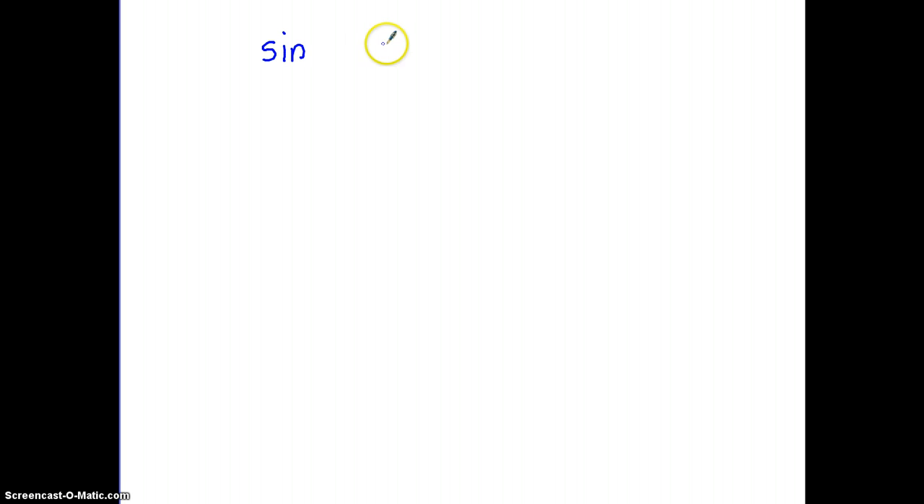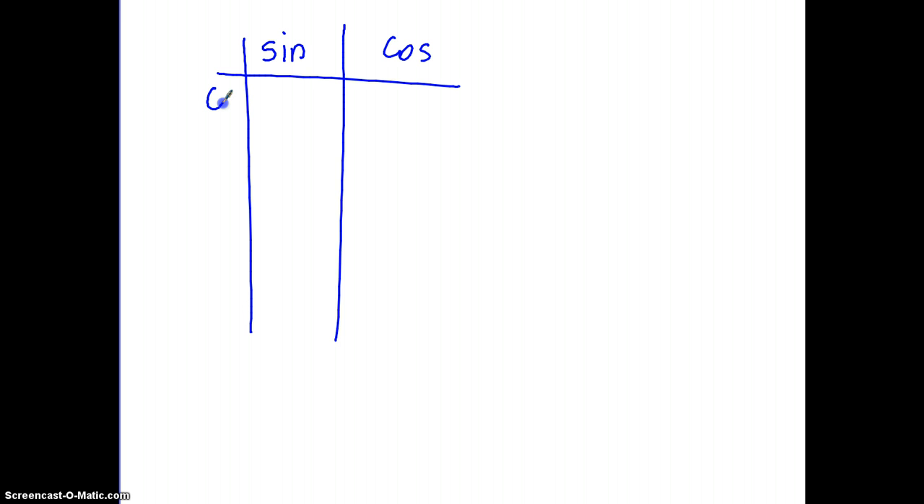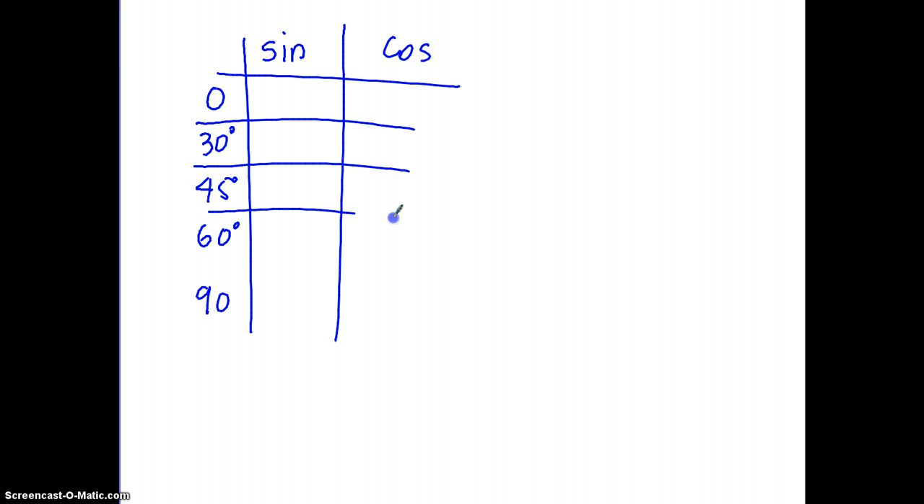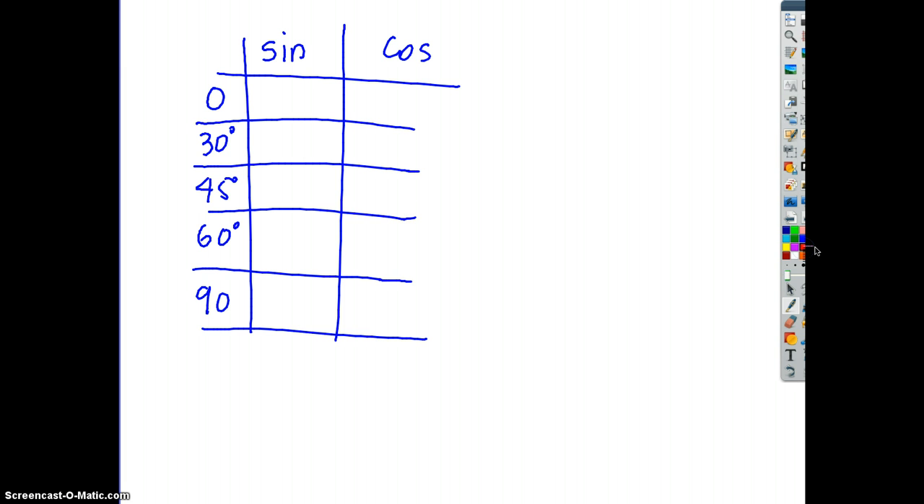Sine and cos, so we can think of it as a table. Here's our angle. We've got 0, 30 degrees, 45 degrees, 60 degrees, 90 degrees. Let's use red here. All right, sine of 0, we know is 0.